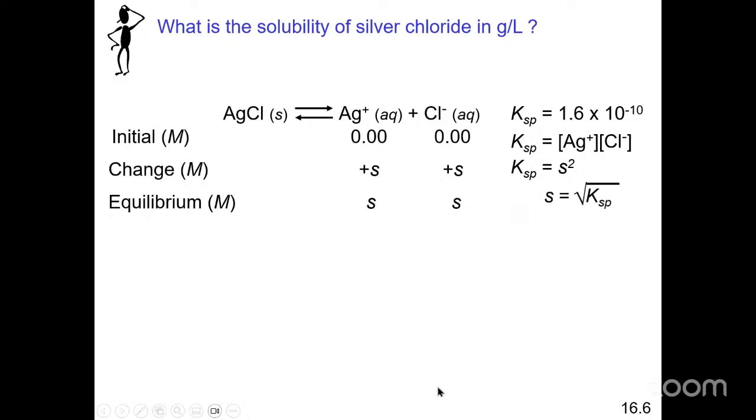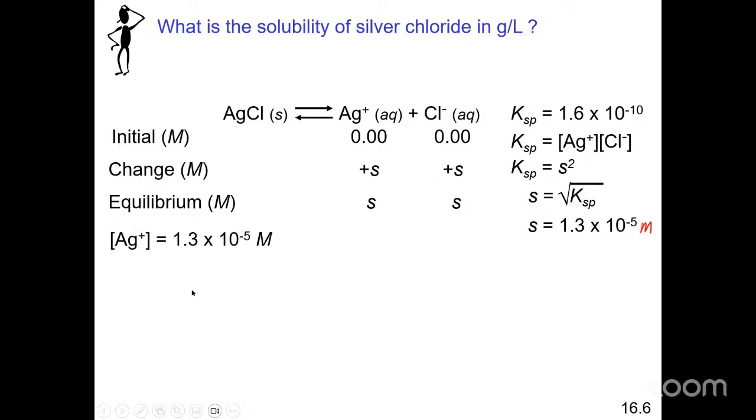Which means that the molar solubility of silver chloride would be the square root of KSP. Now remember, the question is asking for the solubility in grams per liter. This will give you the solubility in moles per liter. So this is 1.3 times 10 to the minus 5, and this should be in moles per liter, or M, right? But the question is asking for the solubility in grams per liter, right?